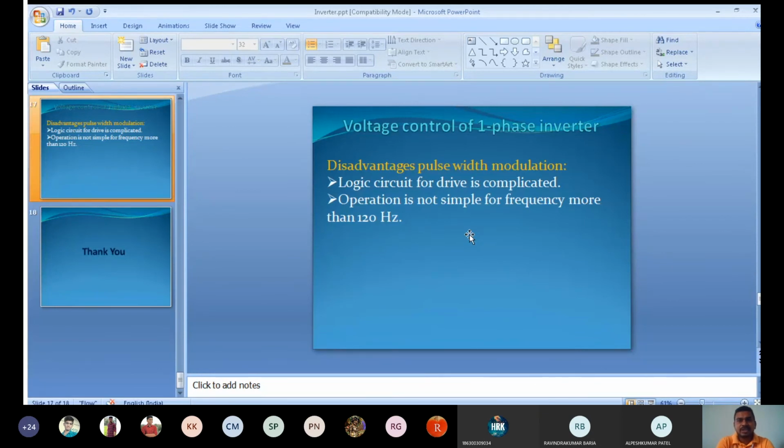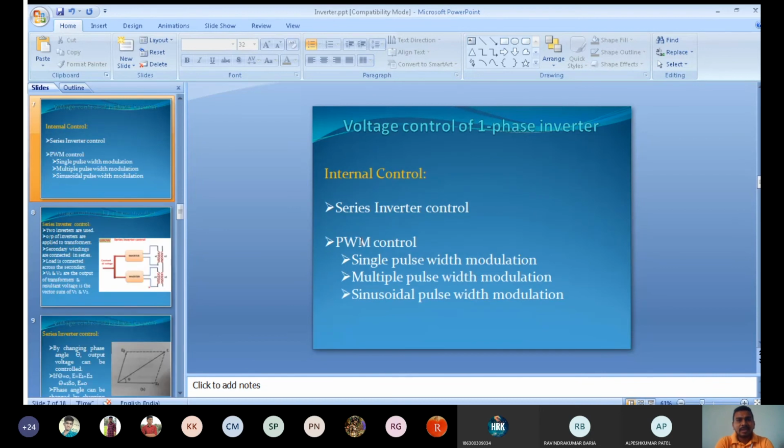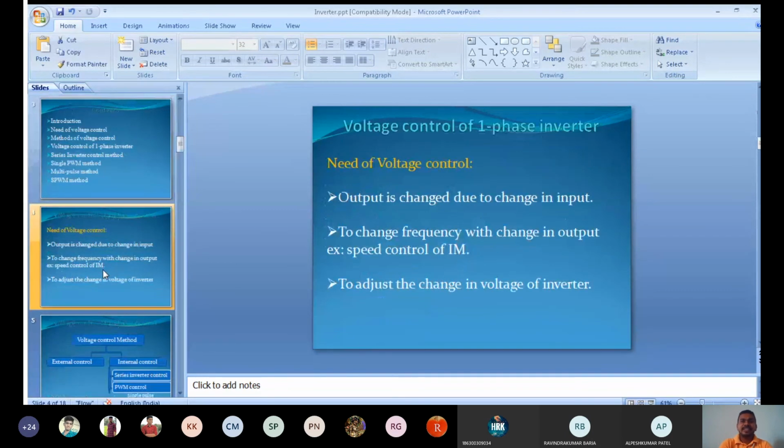Okay, so today we discuss the voltage control of the inverter. That is the need of voltage control: output is changed due to change in input. To change the frequency with change in output, an example is speed control of an induction motor, to adjust the change in voltage of the inverter.